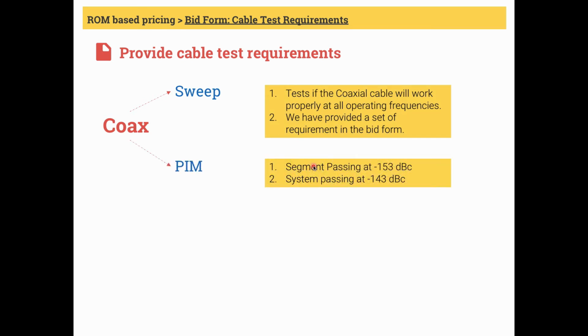Number two is PIM or passive intermodulation test, and this is the other test needed for coaxial cable. Specify the bands you want the vendors to test and what is the passing threshold. Do you want them to just do segment test or both segment and system tests? For the template form, we are using the values that should be acceptable by all carriers.